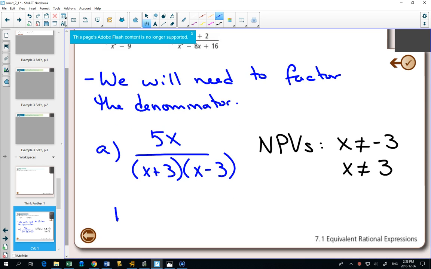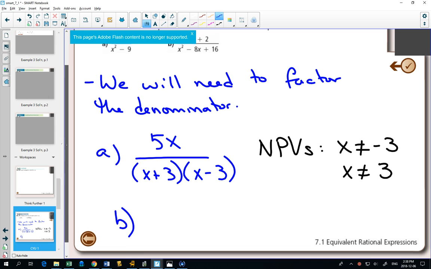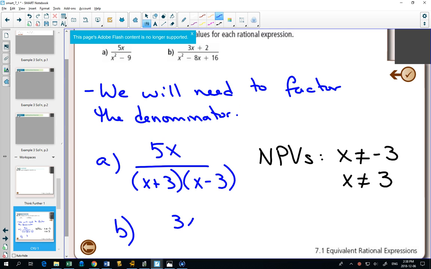In part B, we have 3x plus 2 in our numerator, x squared minus 18x plus 16, x squared minus 8x. What works? It's going to have to be x and x. 2 numbers that multiply to give you 16. Minus 4 and another minus 4.